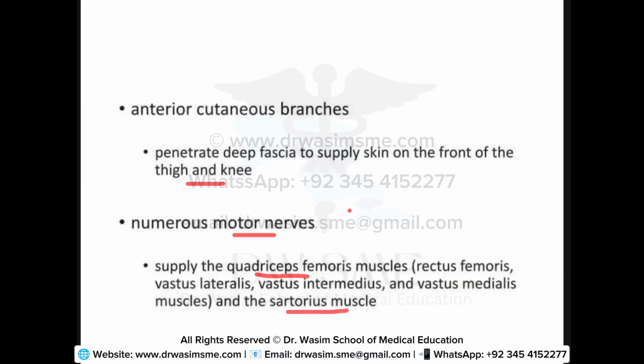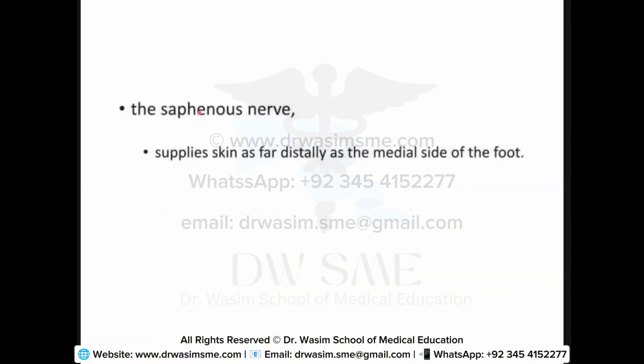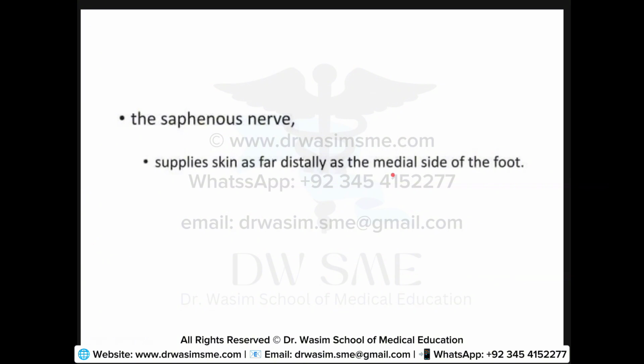And iliacus and pectineus are also being supplied by the very initial branches of the femoral nerve. Then we have the saphenous nerve, which is the third part or third division of the femoral nerve. Now it is going to supply the medial side of the foot as well as the leg and knee joint.